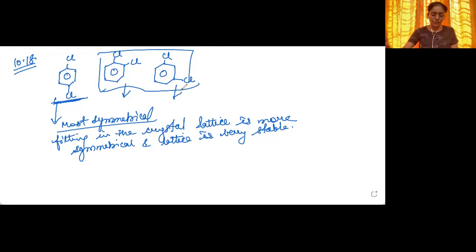So if you are having any question related to melting point, you just need to see the structure. If the structure is very symmetrical, it will fit better in the crystal lattice and it will become harder to melt the crystal lattice. Simple as that. Okay, hope this is clear to you.